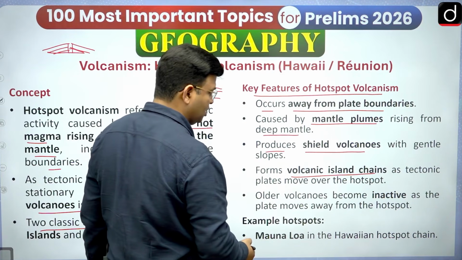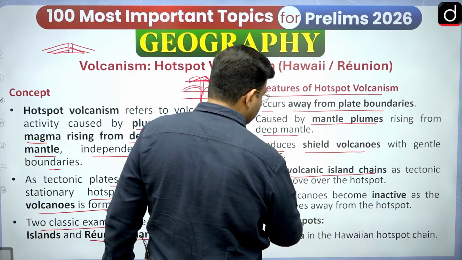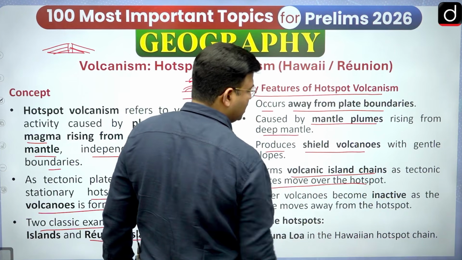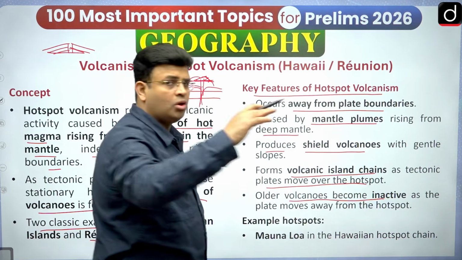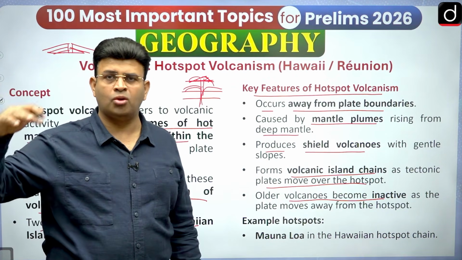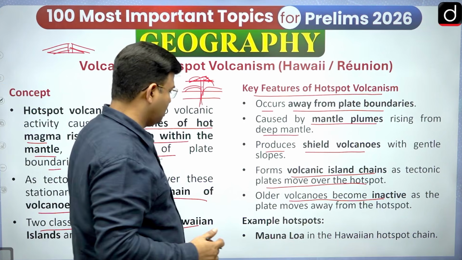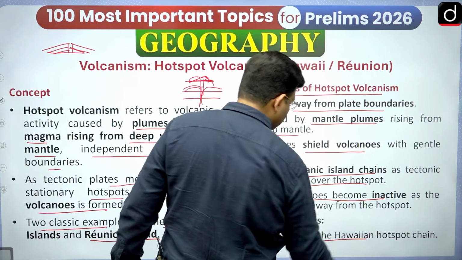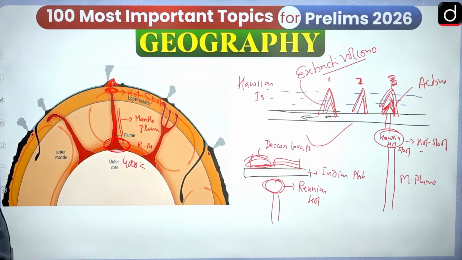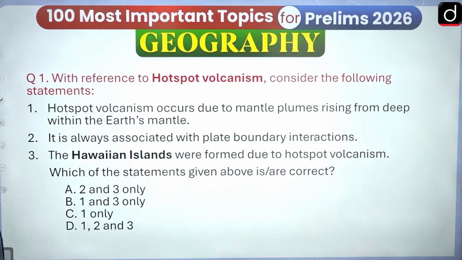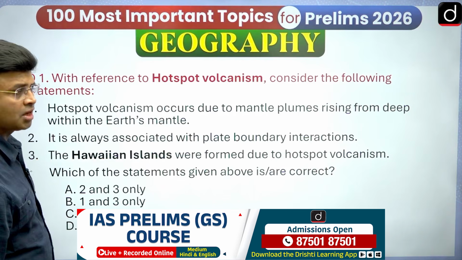It is very clear to you. As the plate moves over the hotspot, volcanic islands form. Older volcanoes become inactive, meaning extinct volcanoes. Mauna Loa in Hawaii is an important example in the hotspot chain. Based on that, there are some questions that you have to answer in the comment box.